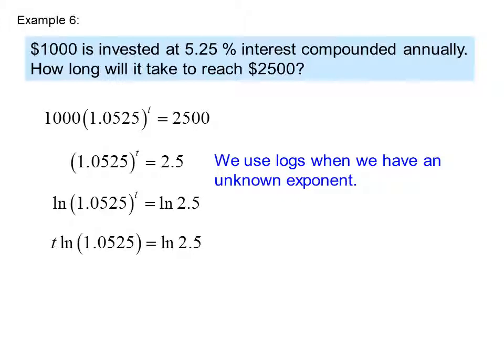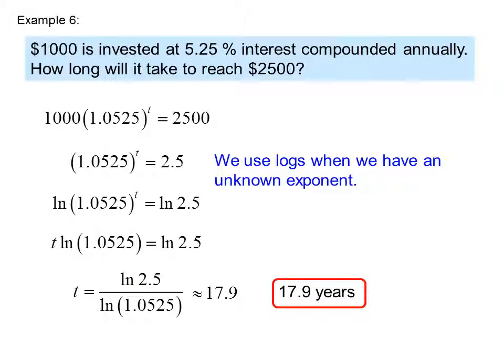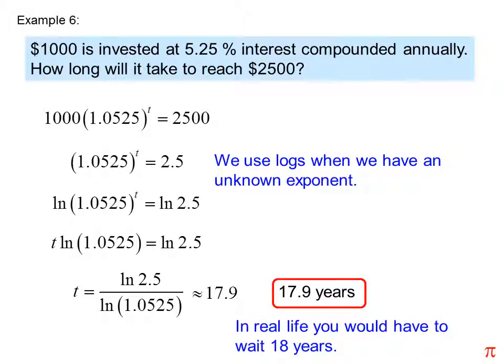We can move the exponent out front and solve for t. Now we use our calculator to get an approximate answer, 17.9. So about 17.9 years. In real life, you would have to wait 18 years.